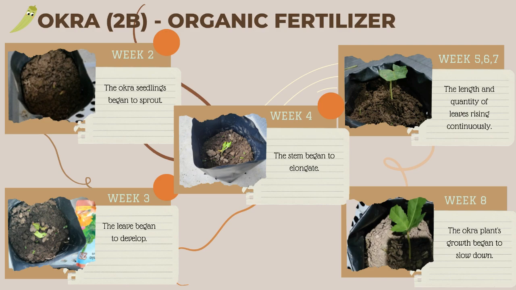Unfortunately, the okra plant's growth began to slow down in week 8. This might be due to the raining season, and the amount of sunlight received was insufficient to promote plant growth. The okra plant only reached around 9.5 cm tall after 8 weeks of planting.